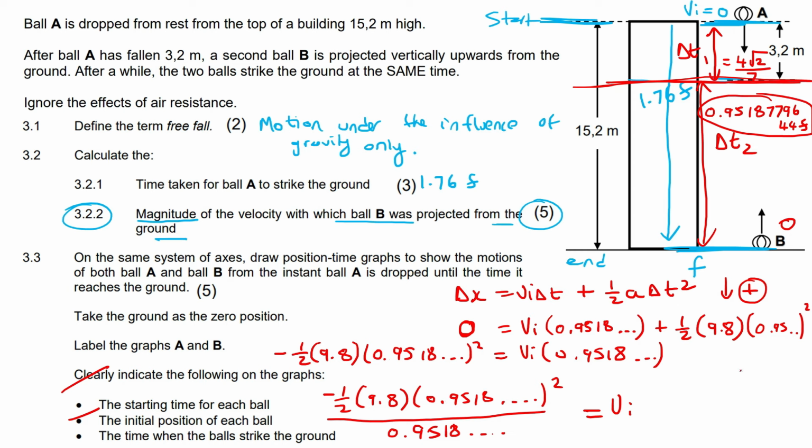Okay, and so we do get a negative answer, which is understandable. I'll explain why now. We should end up with negative 4.66 meters per second. But they just wanted the magnitude. So we can just say that velocity will be a positive value of 4.66 meters per second. You don't need to say up or down, because they just want the magnitude. But the reason that we got a negative answer was because we chose down as positive, but B is clearly going to be thrown upwards.